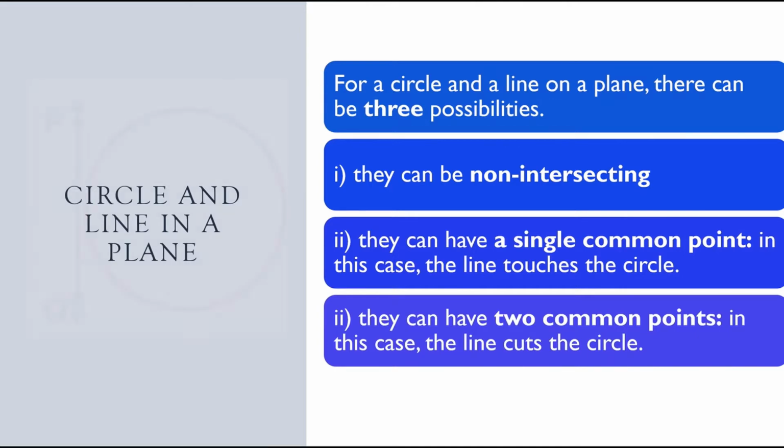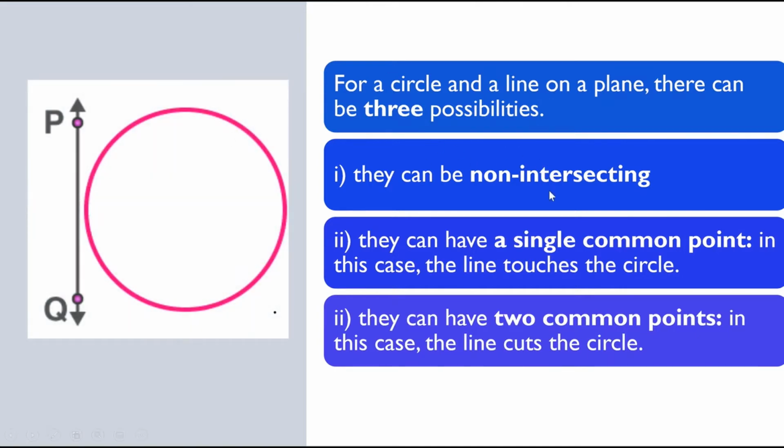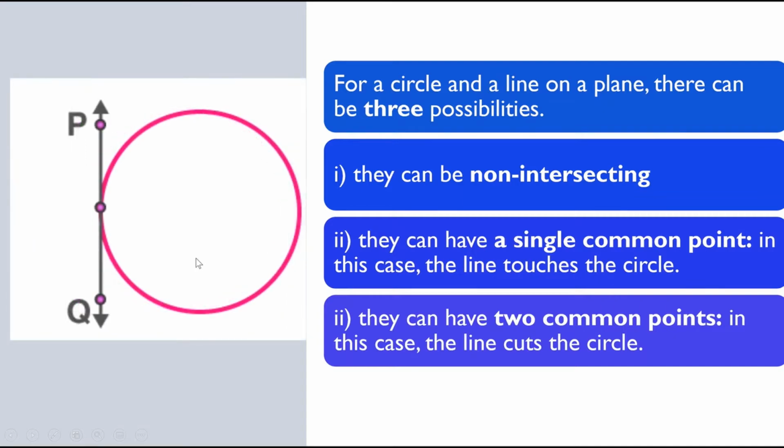Let's see the diagram. Here you can see the first possibility, that the circle and the line are non-intersecting. It doesn't meet each other. The second possibility is that they meet at one common point. They just meet at a specific point. Just to remind you, if a line outside the circle meets a circle at a specific point, we call it a tangent.